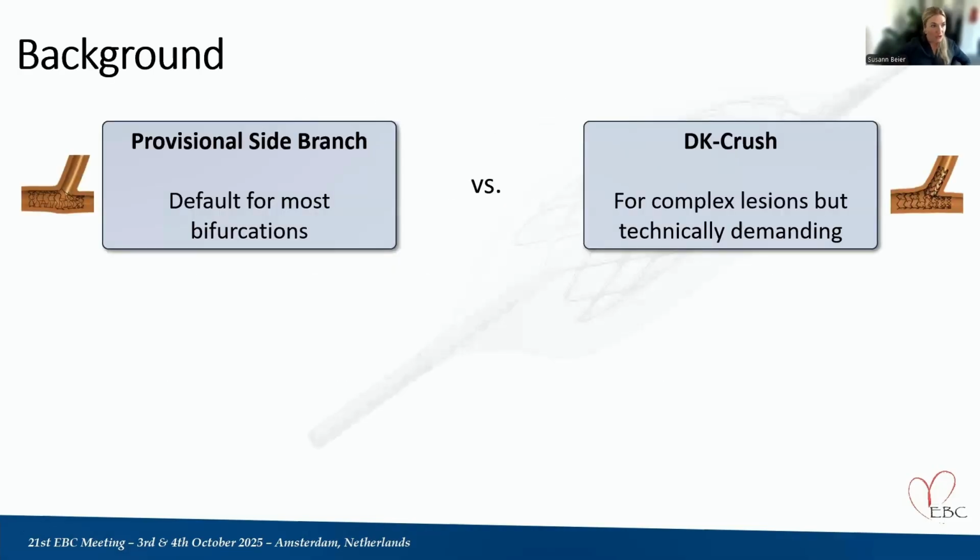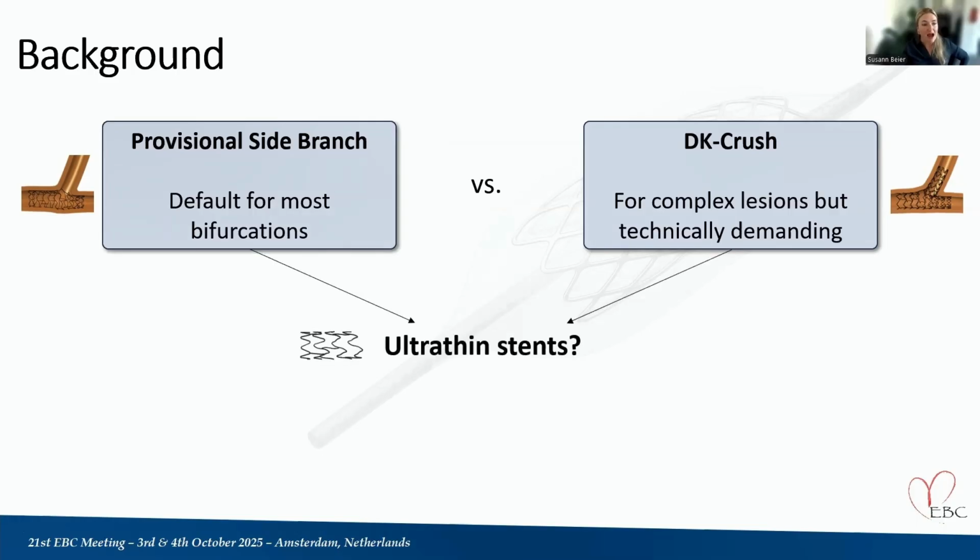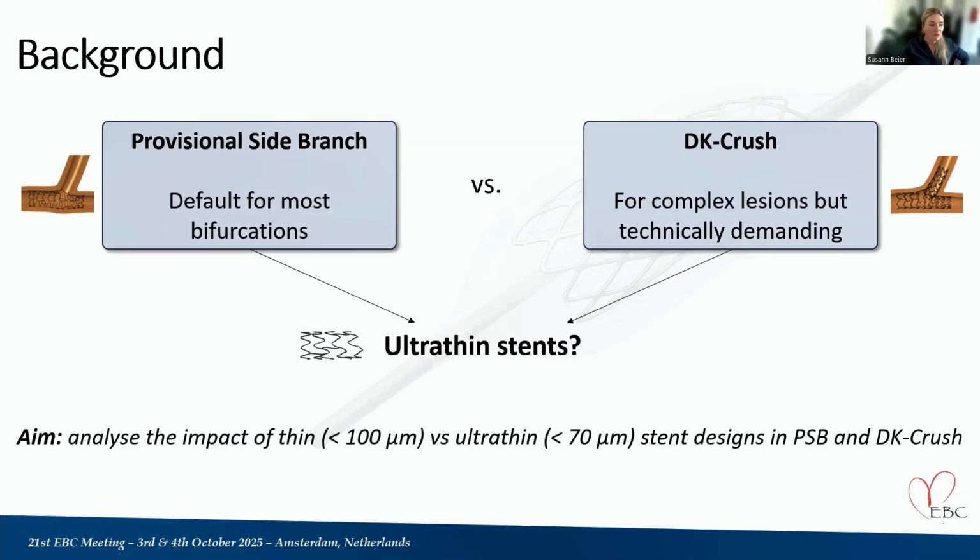We, as mentioned, looked at the provisional side branch stenting, which is the default for most bifurcation lesion stenting. We compared it to DK crush, which is commonly used for complex lesions, which can be technically demanding. Now, the question is, in both these settings, are ultra-thin stents, the new emerging stent platforms, suitable? We therefore analyzed and compared a thin strut, meaning less than 100 microns, to an ultra-thin strut, meaning less than 70 microns, in both these scenarios.